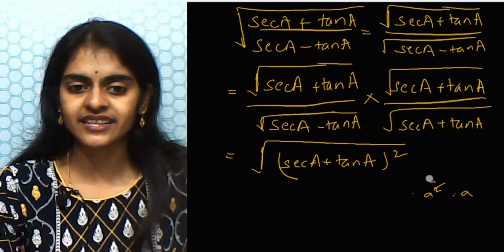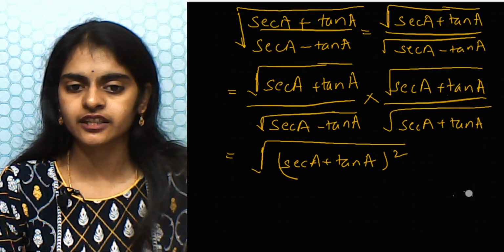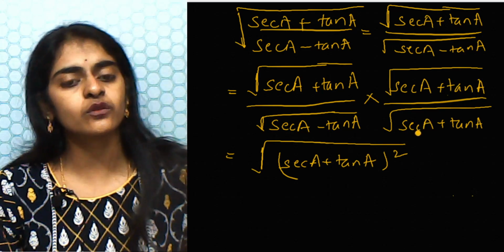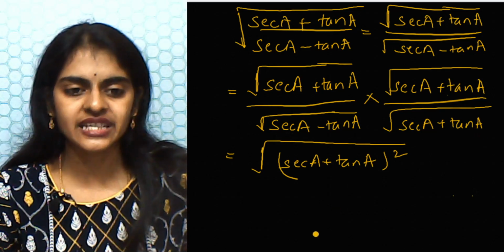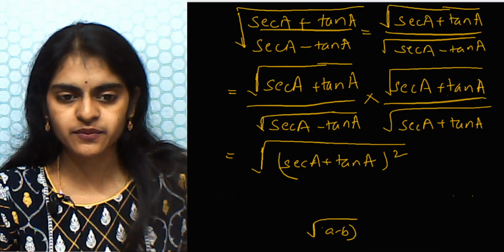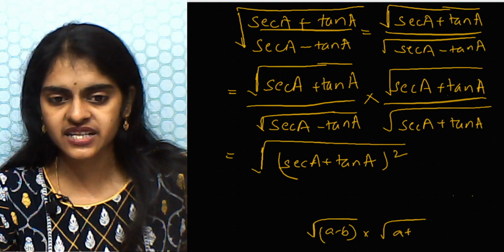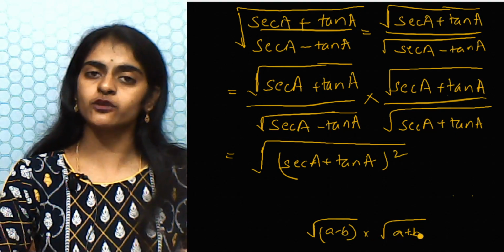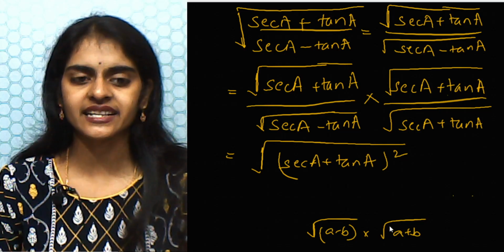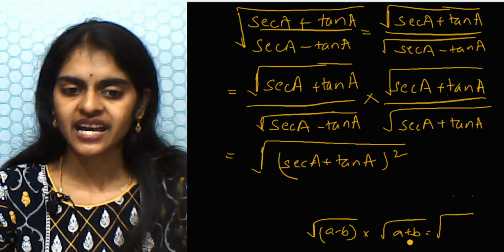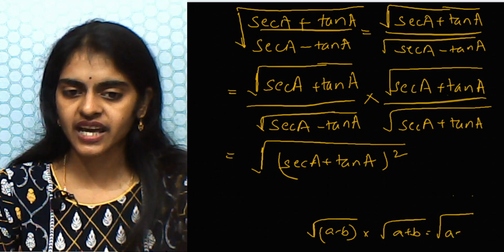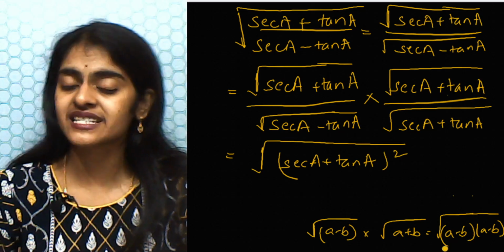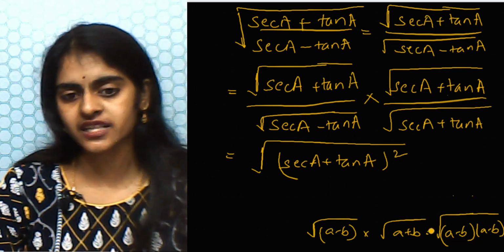So in the denominator, what do you have? In the denominator, you have under root secant A minus tan A into root secant A plus tan A. So it is like root A minus B into root A plus B. So this you can write as under root A minus B into A plus B. So what is the formula? A minus B into A plus B is nothing but under root A square minus B square, isn't it?